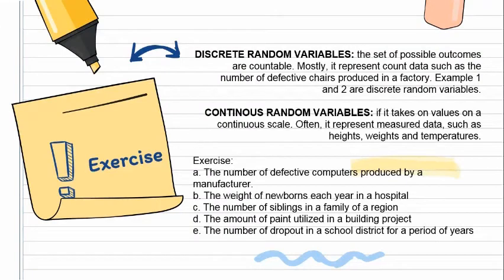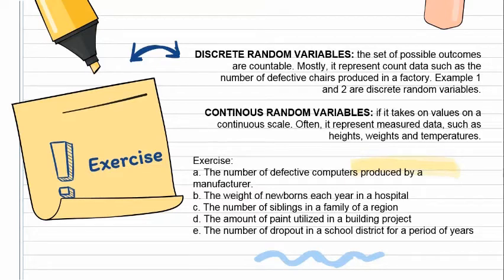We now know how to determine the value of a random variable. So we have two types of it. The first one is discrete and the second one is continuous. For the discrete random variables, the set of possible outcomes are countable. Mostly it represents count data such as the number of defective chairs produced in a factory. Example number 1 and what you did, example number 2 are discrete random variables.